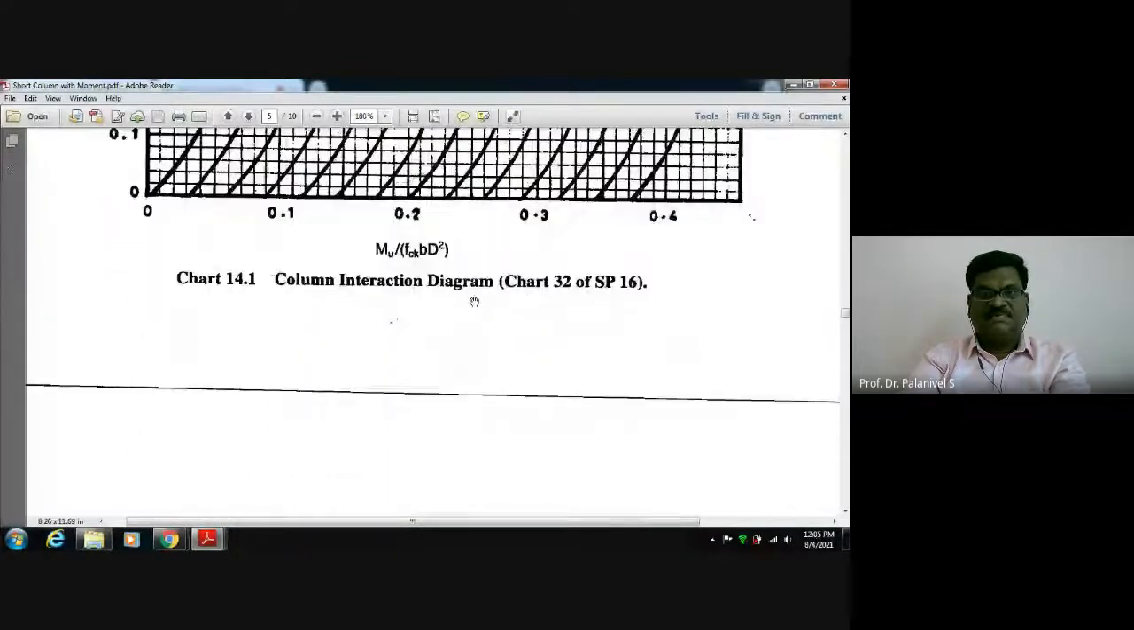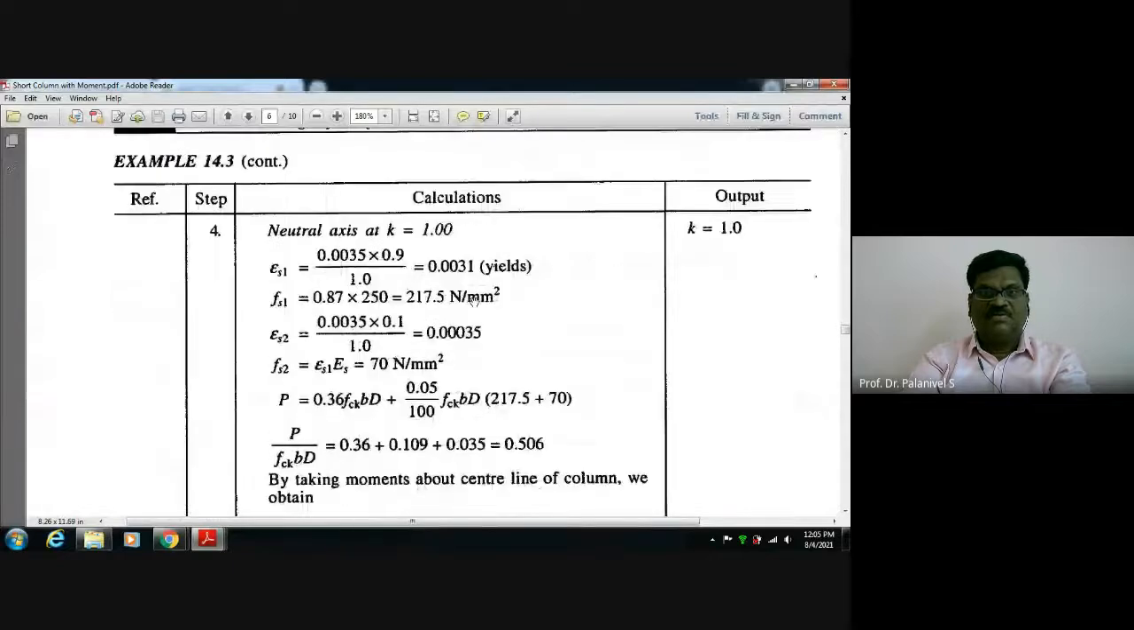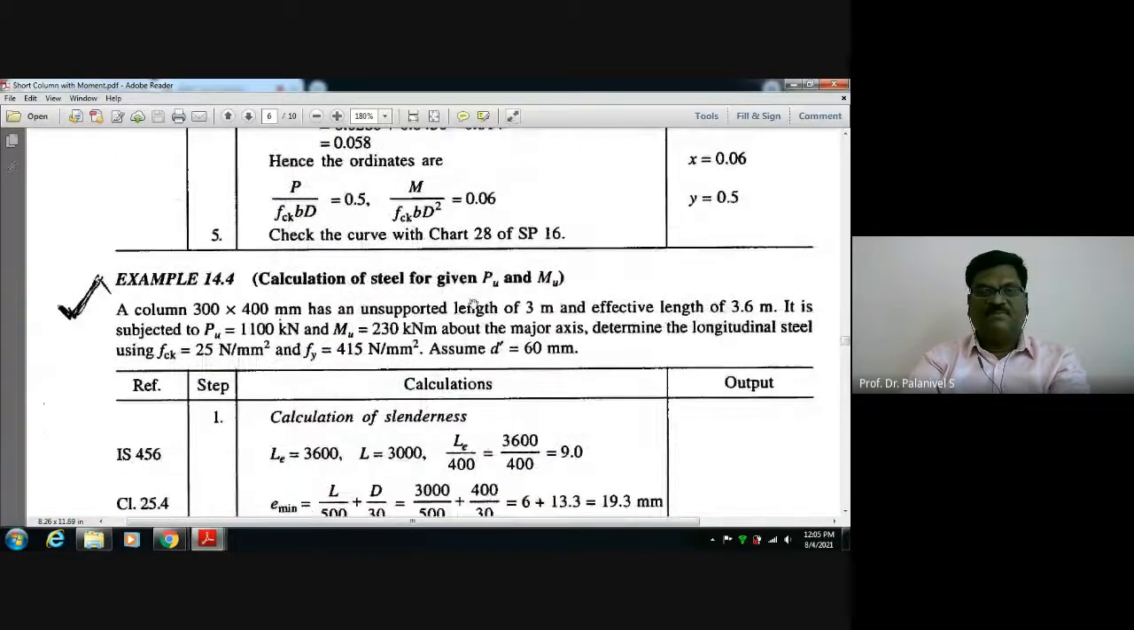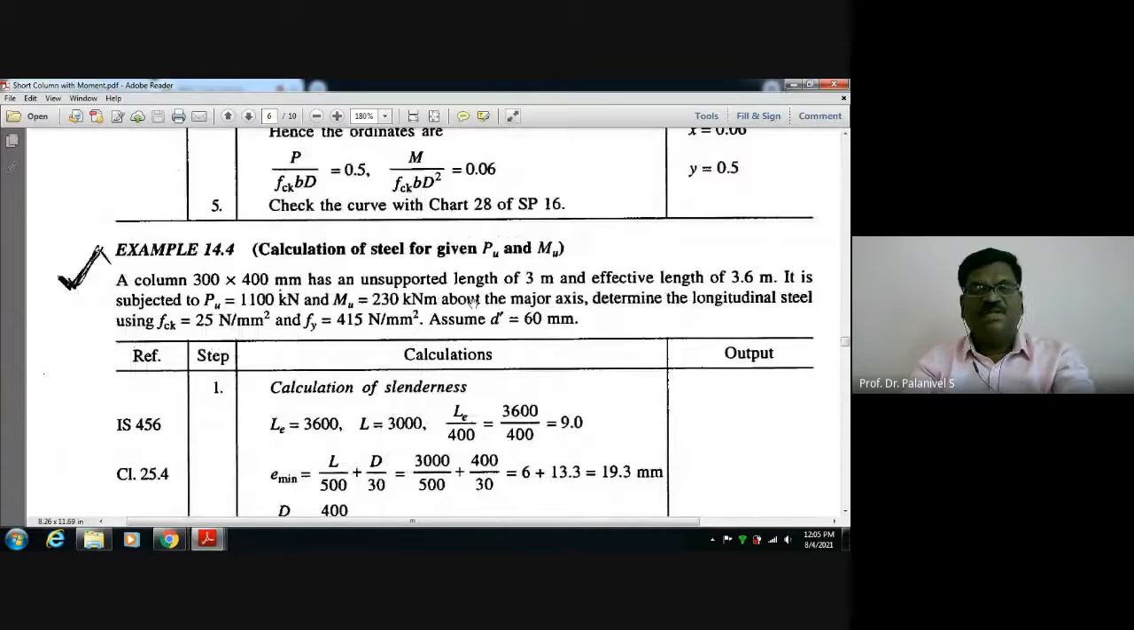Let us see how to refer to this chart. For that, we have to see a problem. For today's class, I am going to discuss only a uniaxial bending problem. Calculation of steel for a given Pu and Mu.